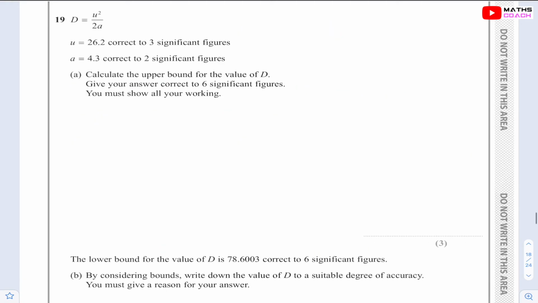All right, question 19. We're almost there, guys. So we have this formula. U is equal to 26.2, correct to 3SF, and A is 4.3, correct to 2SF. Calculate the upper bound for the value of D.